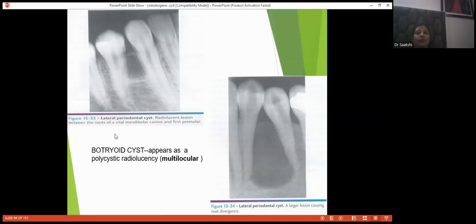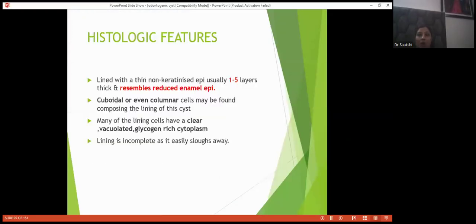Now there is one more, that is the botryoid cyst. It appears as a polycystic radiolucency, that is multilocular. Now histologically, it is lined with a thin non-keratinized epithelium, which is usually 1 to 5 layers thick and resembles reduced enamel epithelium. It has cuboidal or even columnar cells, which compose the lining of this cyst. Many of the lining cells have a clear, vacuolated, glycogen-rich cytoplasm. This is the differentiating feature between the gingival cyst of the adult and the lateral periodontal cyst.